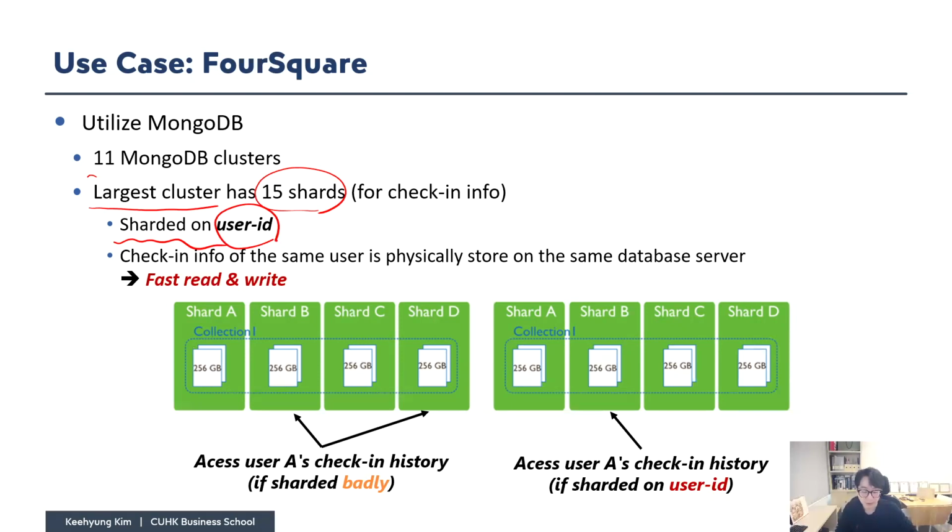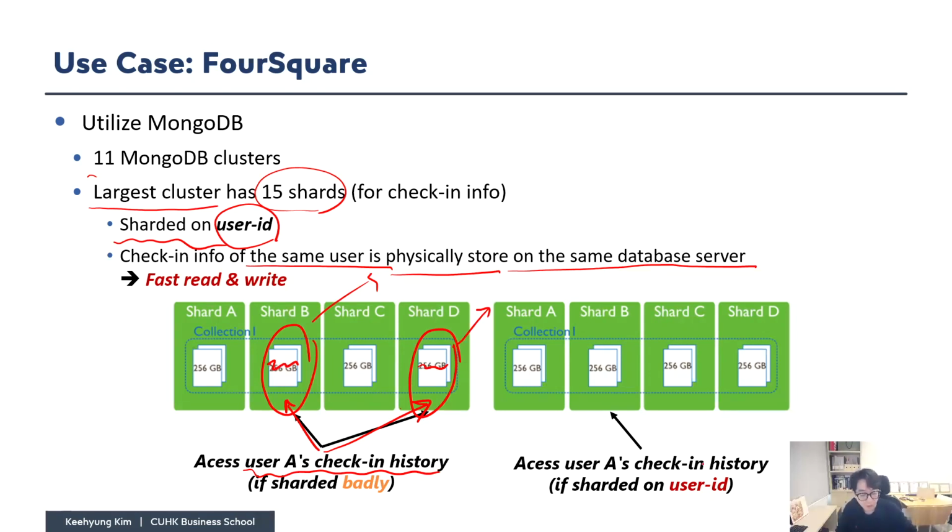So what it means is this: check-in information of the same user is physically stored on the same database server. So if Foursquare didn't use user ID as a shard key, the user A check-in information can be stored anywhere. So user A check-in information might be here and also here. Then the problem is that when we try to provide check-in information of user A, we have to scan this shard, this server, and we have to scan this server. And we have to find user A information, we have to provide it. So we have to utilize two servers in this case.